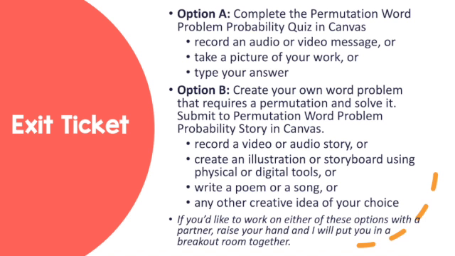I created 2 options for students optimizing individual choice and autonomy. Option A is to complete a 1-problem quiz provided by me. Students have a variety of methods to respond and communicate if they choose that option, including audio, video, a picture of written work, or typed work. Option B asks students to create and solve their own problem. I have so many creative students in this class, so I left the options here as open-ended as possible, allowing them to choose the medium for their creation.